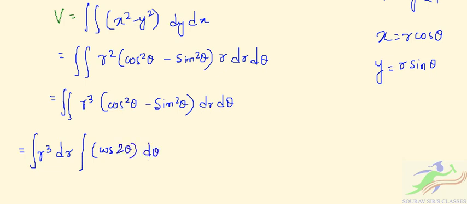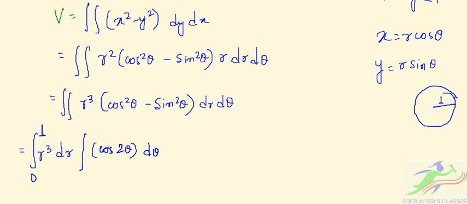So for r, how will we determine the value of r? r is from 0 to 1, we can say that. If this is a circle with its origin here and radius 1, then the r value ranges from 0 to 1. Now we have to find the integral range, that is the limit for the second integral.